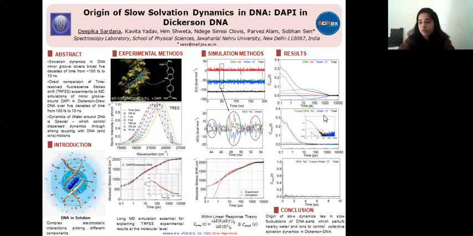But to really address this issue quantitatively, we also froze the water fluctuations. And what we see is that the long-term dynamics is completely eliminated. In one single snapshot, it finishes. So this means that water fluctuations are indeed important for any biomolecular structure to perform its function. So to conclude, the origin of this slow dynamics lies in the slow fluctuations of DNA parts which perturb the nearby water and ions to give rise to the slow solvation dynamics in the Dickerson DNA.